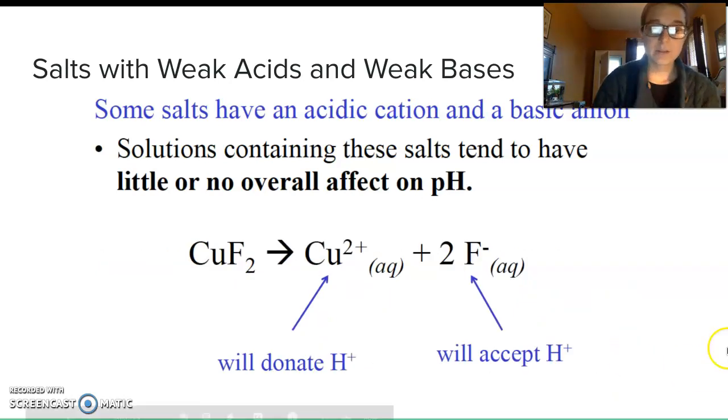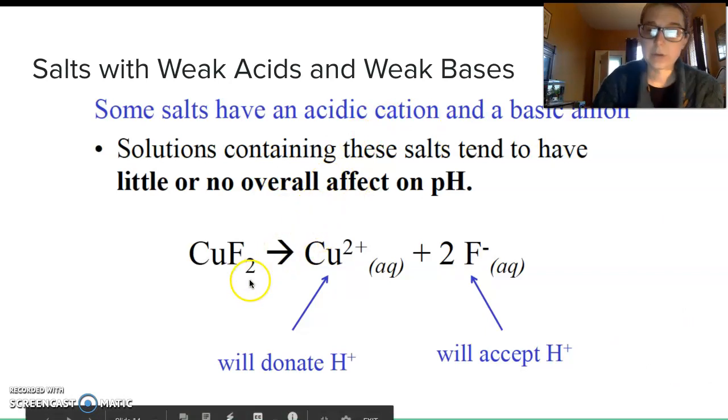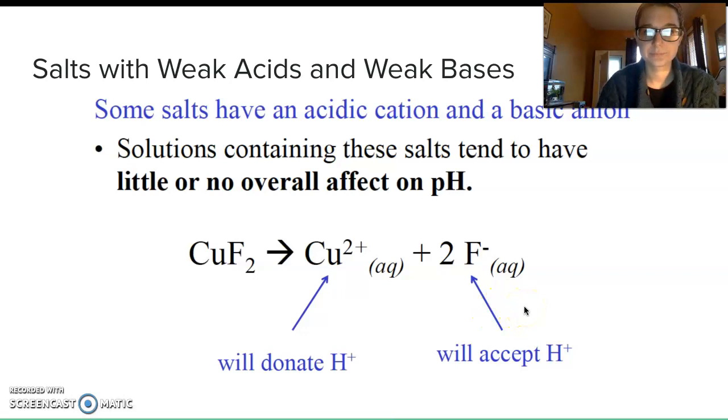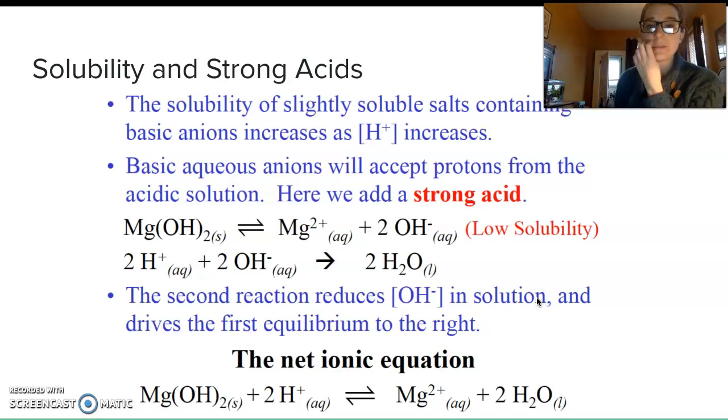So here is another example with copper 2 fluoride. The copper will donate an H plus or proton, and the F minus would accept that proton as well. The solubility of slightly soluble salts containing basic anions increases as the concentration of H plus increases. So basic aqueous anions will accept those protons from the acidic solution.